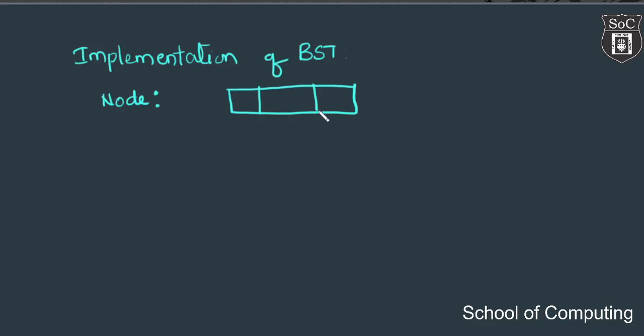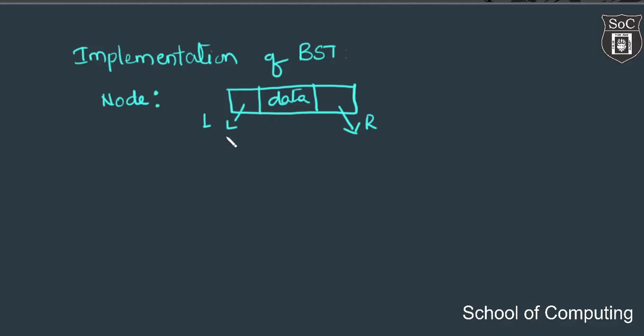It has got data and a pointer to the left child, pointer to the right child. So if there is no left child, it is null. If there is no right child, the pointer will be null. But if there exists a left and right child, then the pointers will be pointing to the nodes.